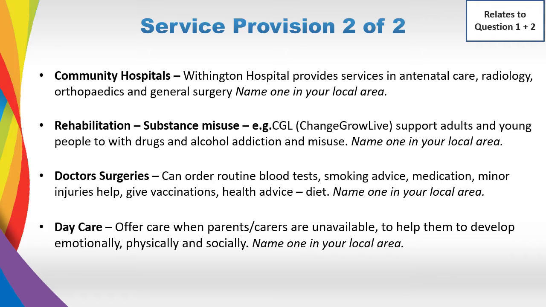Doctor's surgeries: the services they provide include ordering routine blood tests, smoking advice, medication, and help with minor injuries. They can give vaccinations, and they can give you health advice such as for your diet. I'd like you to name your local doctor's surgery. And daycare: they offer care when parents or carers are unavailable, to help children develop emotionally, physically and socially. Daycare might be a little bit tricky to find, but I'm going to give you that task there now. So you can pause this video while you look for some of those in your local areas.